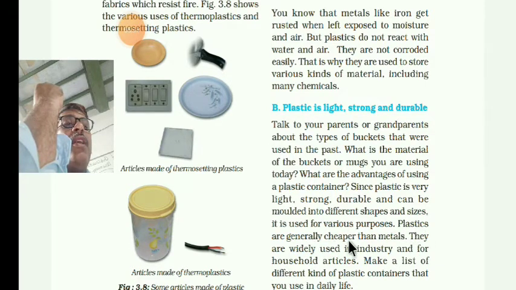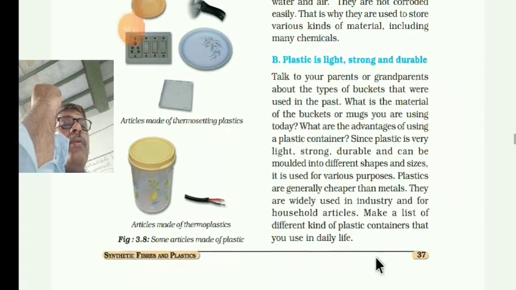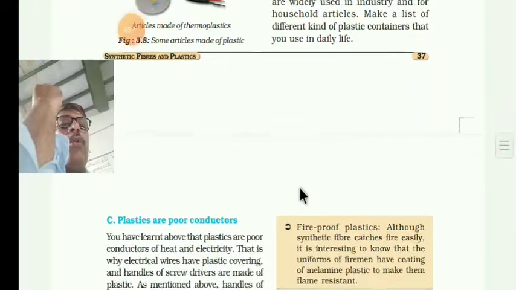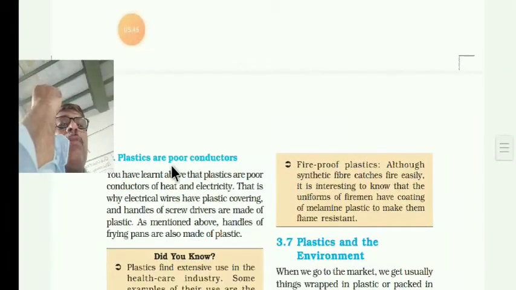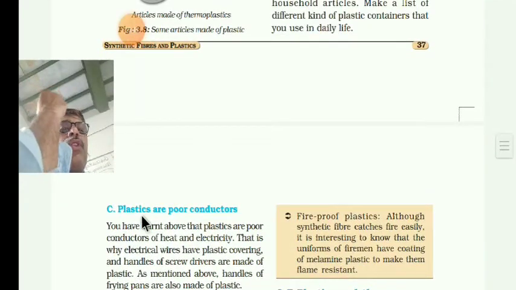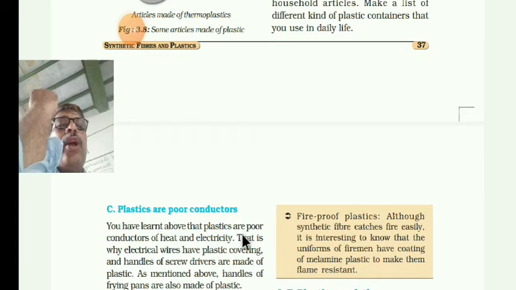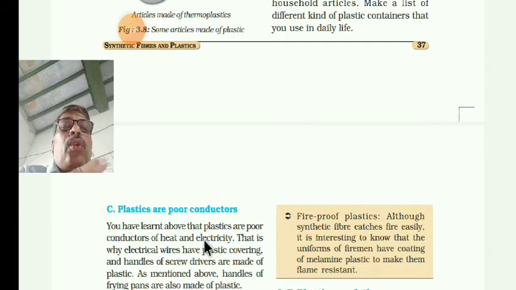Plastics are generally cheaper than metals, very low in price. So they are widely used in industry for household articles. Now the next one: plastics are poor conductors of heat. You learn that plastics are poor conductors of heat and electricity. So when you pass heat to plastic, it does not flow through it.